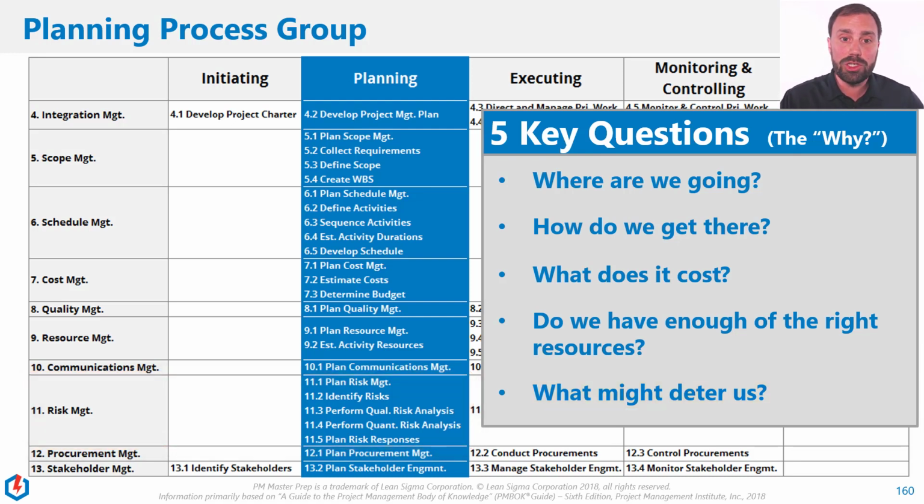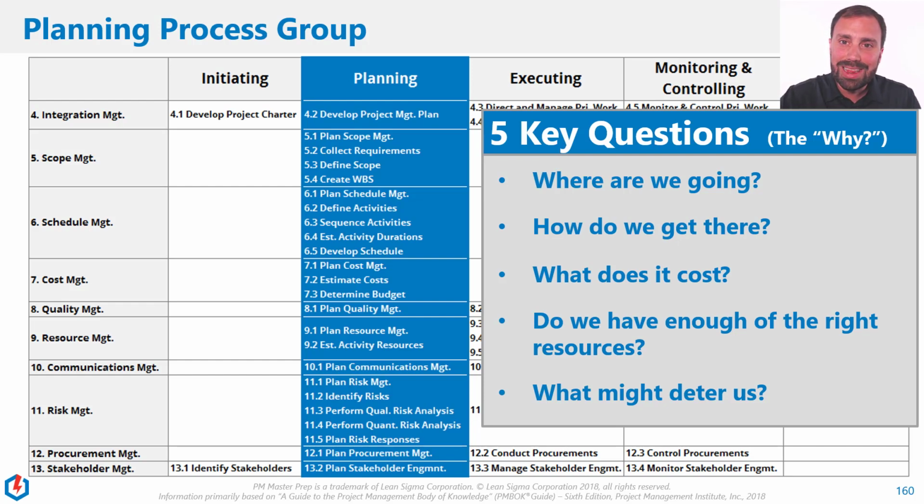So as we go through, we started with this long list of processes and said, oh goodness, there's so much here, I don't know how to make sense of it. But really it all boils down to understanding that our purpose is to have a clear, objective plan. So that's the project management plan, right? And then these 5 key questions. Where are we going? Scope. How do we get there? Schedule. What does it cost? Cost. Do we have enough resources? The resource management section. And what might deter us? Risk. So when we do that, things start to make a lot more sense. And understanding those whys is really helping us put a foundation that we can build on.